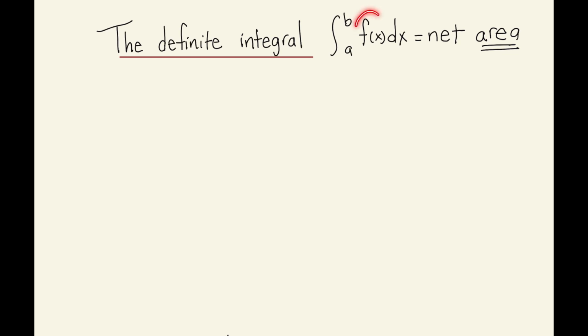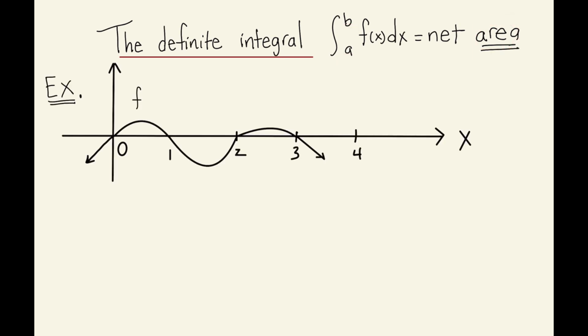So you have some function f, and it is the area bounded by f and the x-axis between x equal a and x equal b. So it is net area. So here's an example of what I mean by that.